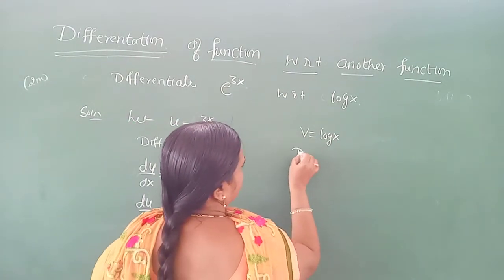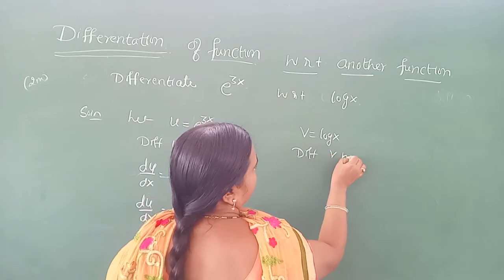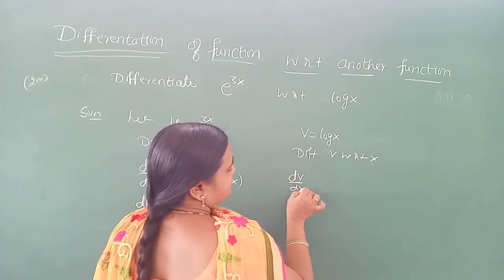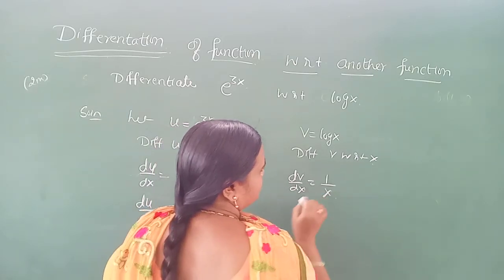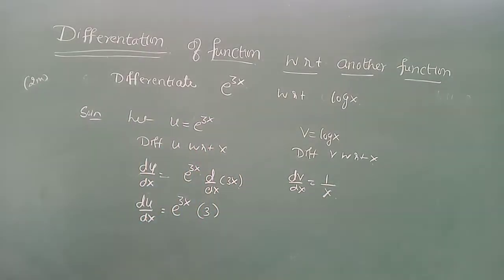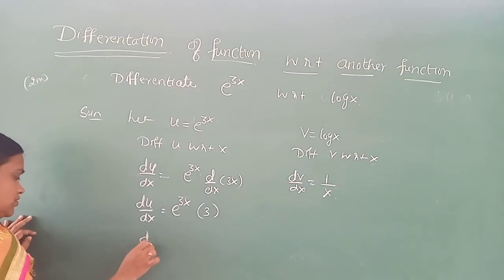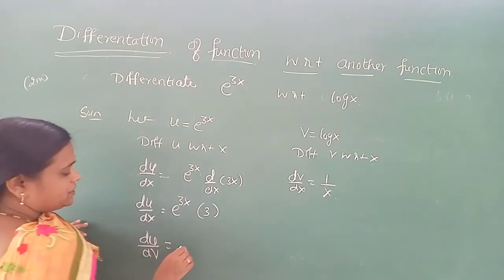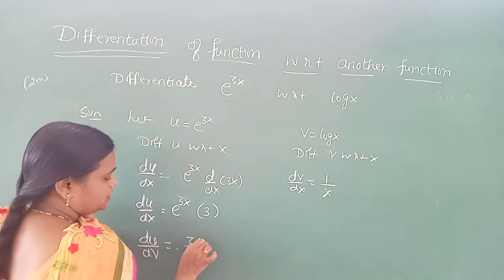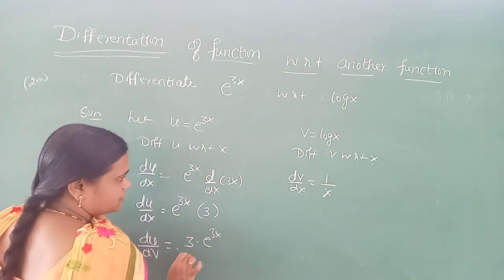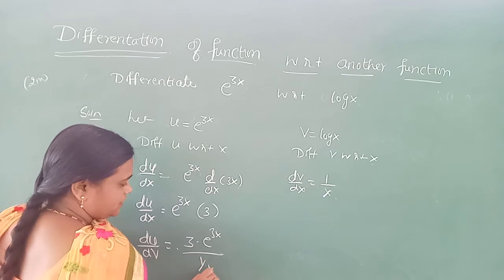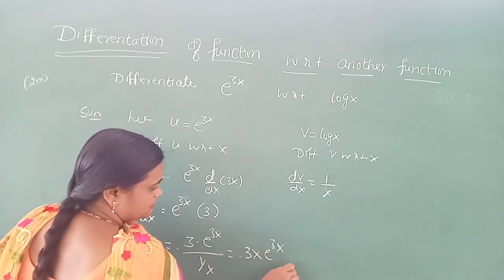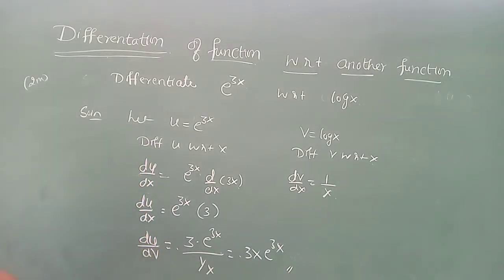Next, differentiate v with respect to x. dv by dx, differentiation of log x is 1 by x. Next, one function with respect to another function, du by dv, that is du is 3 into e to the power 3x divided by 1 by x, or we can write 3x e to the power 3x is the answer.